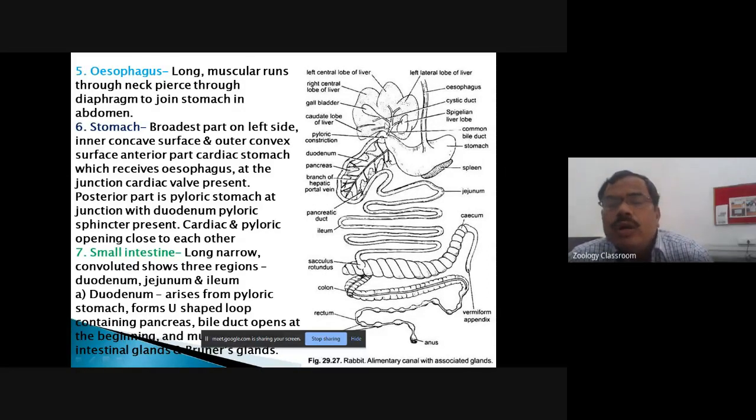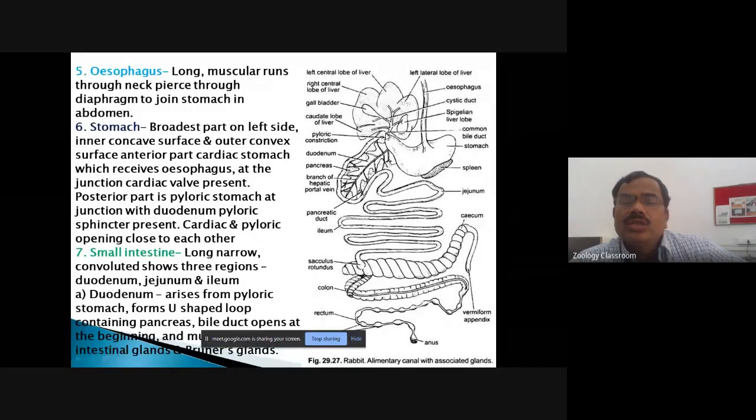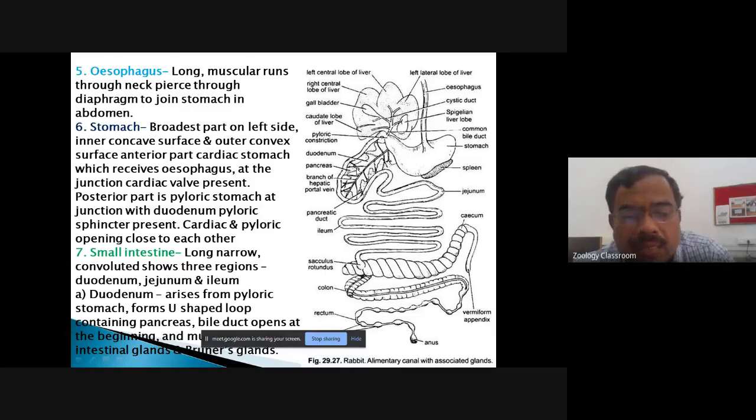Now come to the small intestine. This entire coiled portion is known as the small intestine. So this small intestine is a long, narrow, convoluted or coiled tube. It is further divided into 3 regions. The first region of the small intestine is known as the duodenum, which forms a U-shaped loop. Inside this U, there is one gland. That gland is called the pancreas.